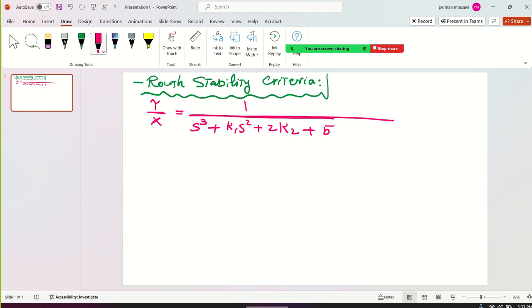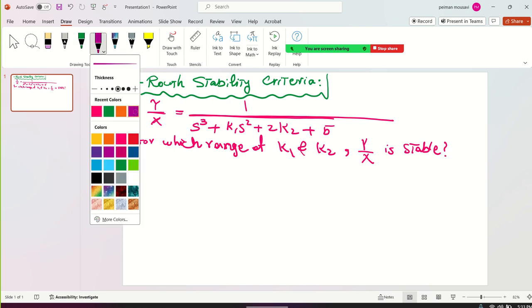Now the question is, for which range of k1 and k2 is y over x, the closed transfer function, stable? I mean the system is stable, that's right.